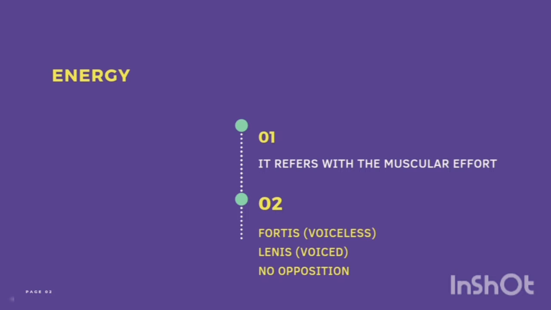Let's start with the first point, that is energy. Energy refers to the muscular effort. We have to know that the consonants can be classified in two groups, fortis and lenis, and no opposition.